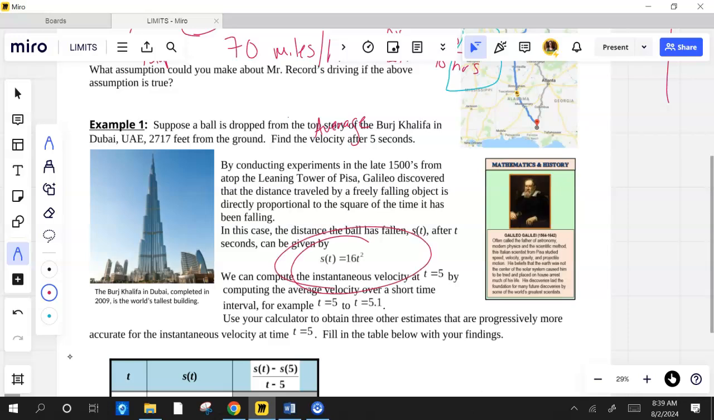Look at this equation here. It's a very important equation. First off, S of t, you will see S of t all throughout this course. S of t always refers to position. It tells me where something is. This tells you that the distance the ball has fallen, or the position, how far it fell, is given by this equation 16t squared.